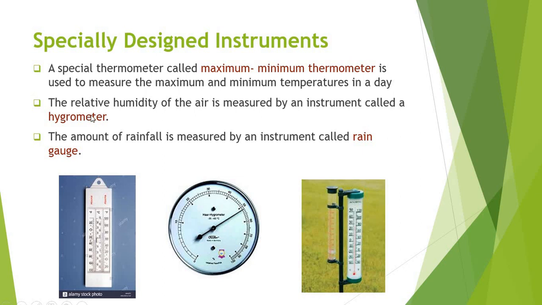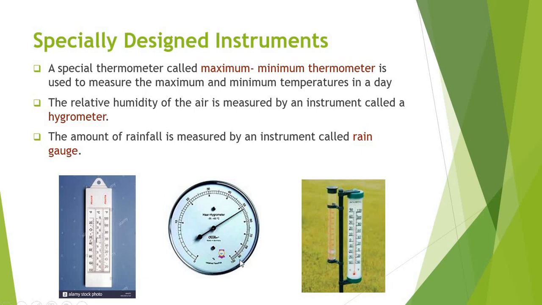The other one is the relative humidity of the air, which is measured by an instrument called a hygrometer. This one is the hygrometer, which measures the relative humidity of the air. The other one is the rain gauge. The amount of rainfall in a particular place is measured with the help of an instrument called the rain gauge.